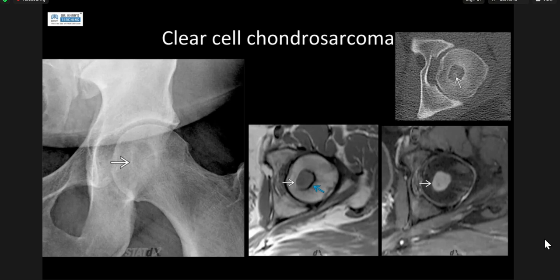You can see that surrounding sclerosis. And then the MRI images at the bottom, once again showing that this is a really well-defined lesion with a thin sclerotic rim. And this was proven to be a clear cell chondrosarcoma.